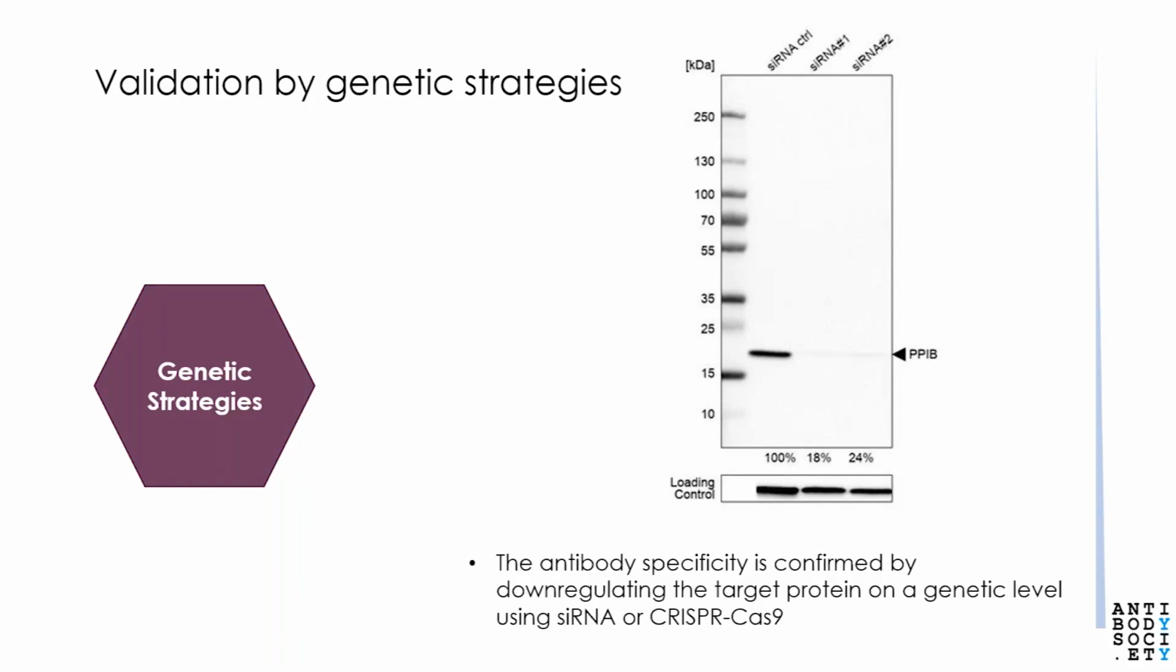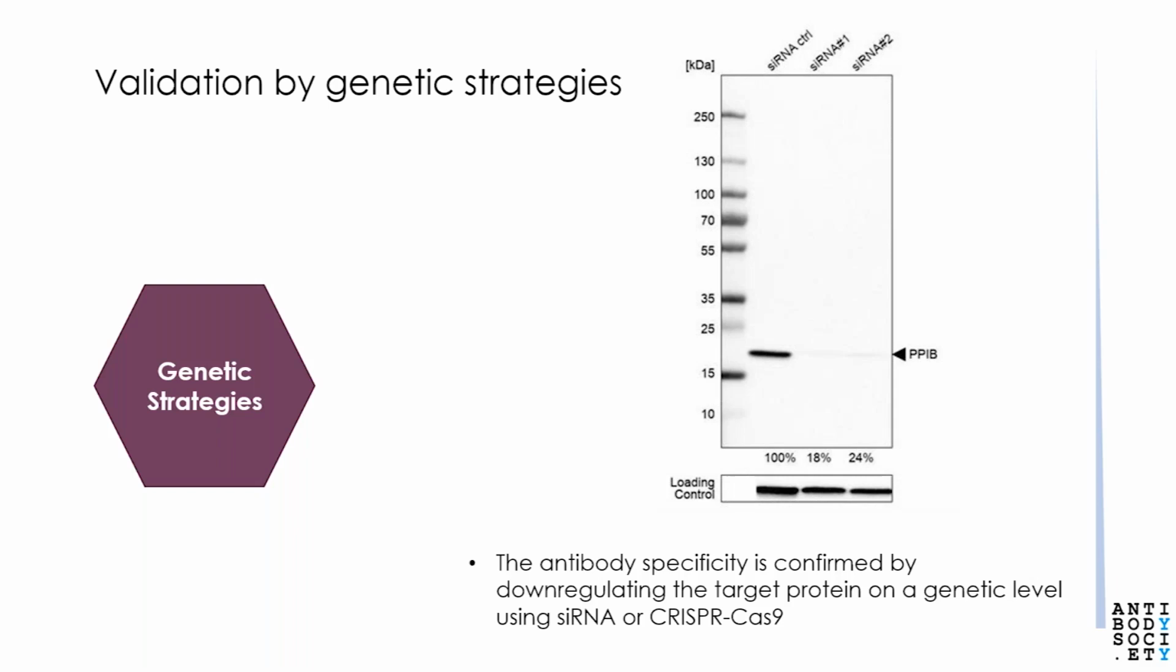On to what we really want to focus on today, which is validation by genetic studies or genetic strategies. For this technique, antibody specificity is confirmed by downregulating or knocking out the target protein on the genetic level by using either siRNA or an RNAi technique, or CRISPR-Cas9.